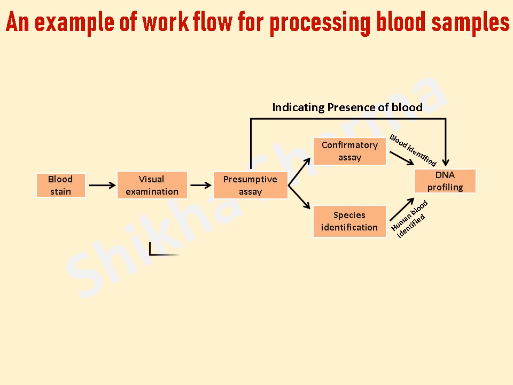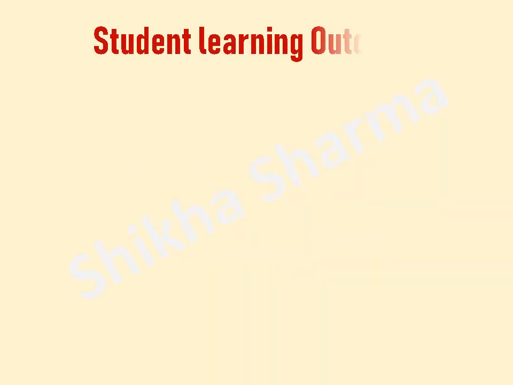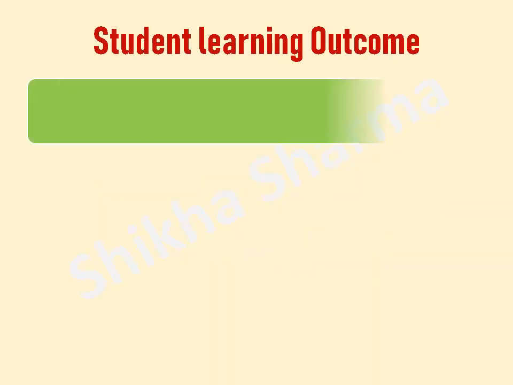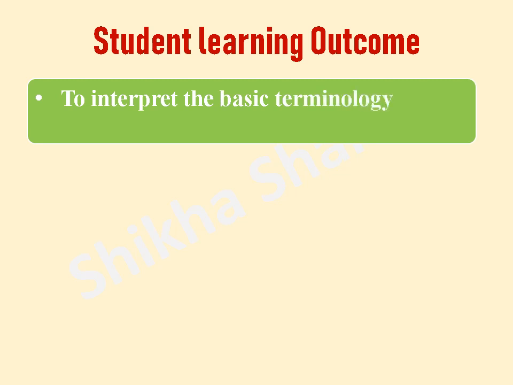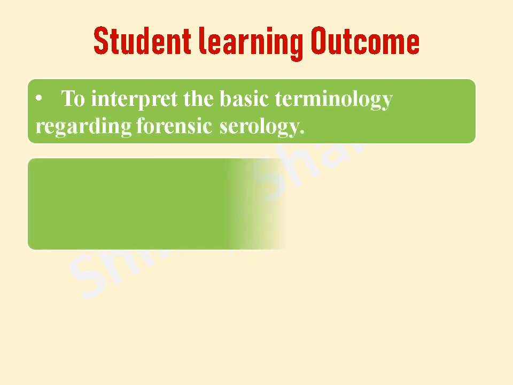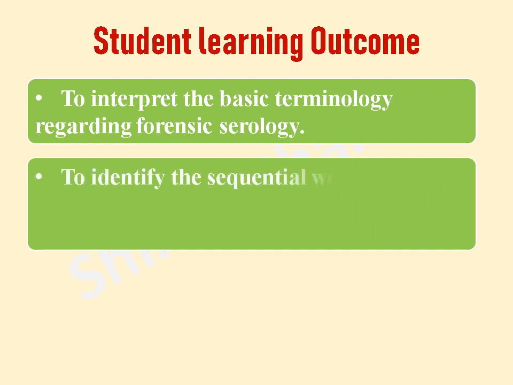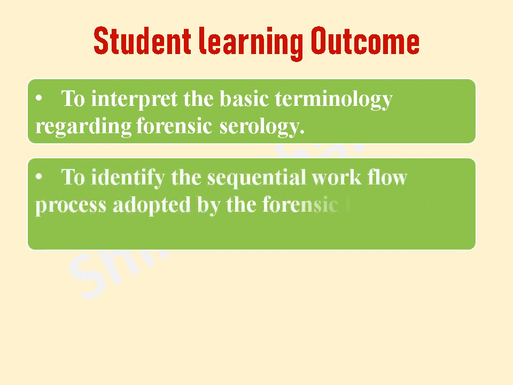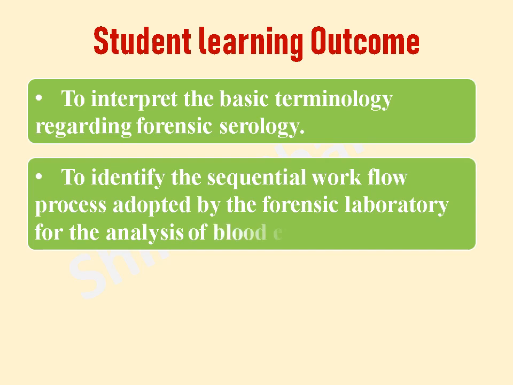In a nutshell, visual examination, presumptive tests, confirmatory tests and species identification are categorized under identification, while DNA analysis is categorized under individualization. Now, all of you are able to interpret the basic terminology regarding forensic serology and also can identify the sequential workflow process adopted by the forensic laboratory for the analysis of blood evidence.